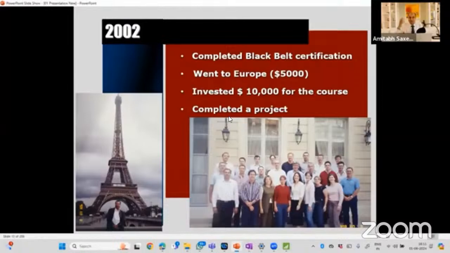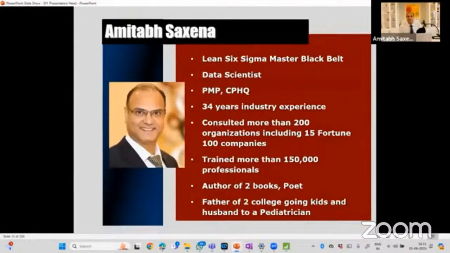I completed my black belt certification, going to Europe to complete that. After completing that, I became a Lean and Six Sigma green belt first, then black belt, and then master black belt. At one go, you can do that today because the online sessions are available. You don't have to travel so much. Within 1 to 2 months, you can become a green belt, black belt, and master black belt.